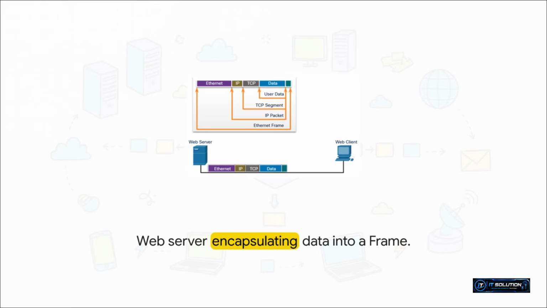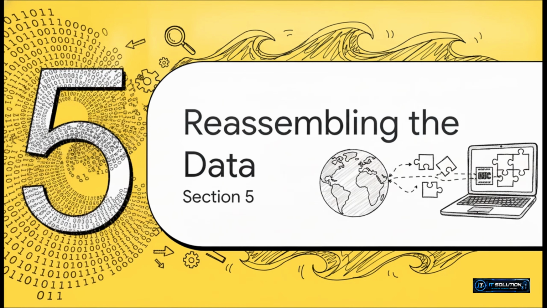Once that final, fully encapsulated Ethernet frame leaves the web server, it gets pushed out onto the physical wire. But at this point, it is no longer recognizable as a web page or an email. It is simply a continuous, rapid-fire stream of electrical or optical pulses, just ones and zeros, traveling at near the speed of light. Finally, Section 5, reassembling the data.